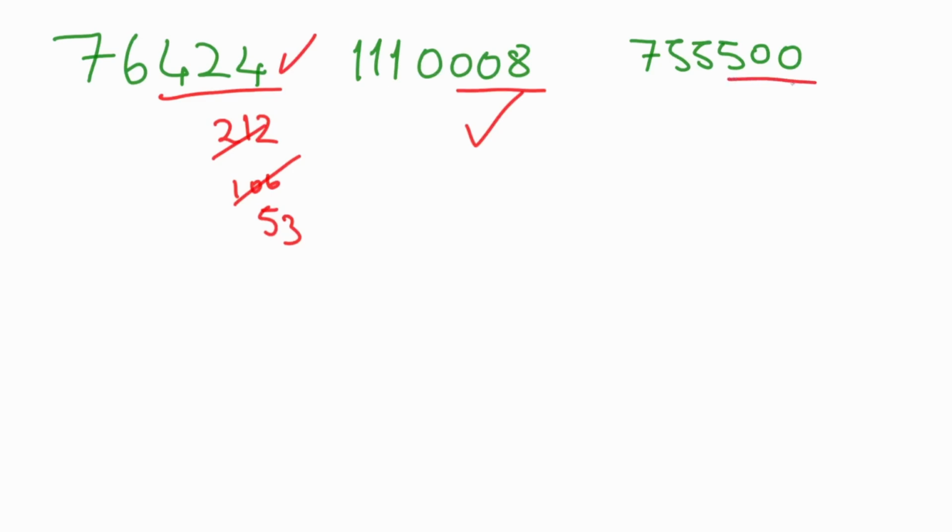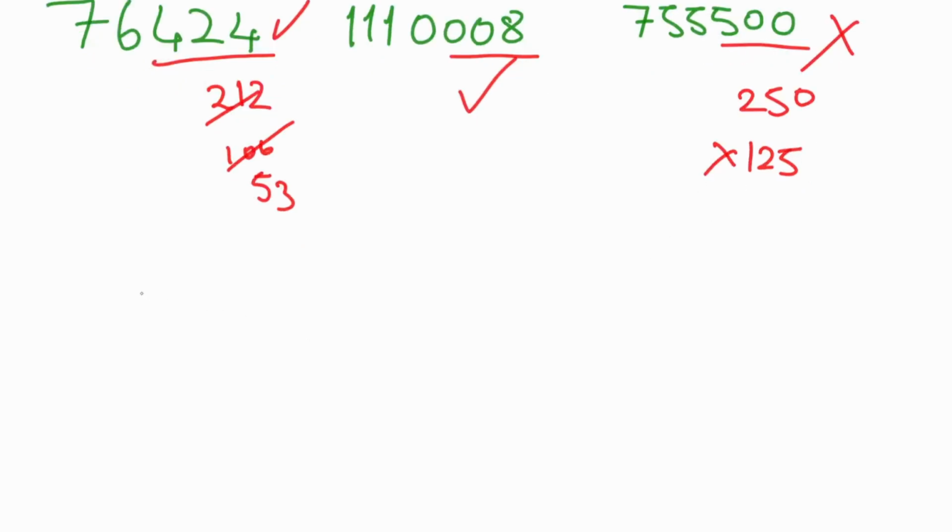And let's look at this number. The last 3 digits are 500. 500 divided by 2 is 250. 250 divided by 2 is 125, and that is not divisible by 2. So this whole number is not divisible.